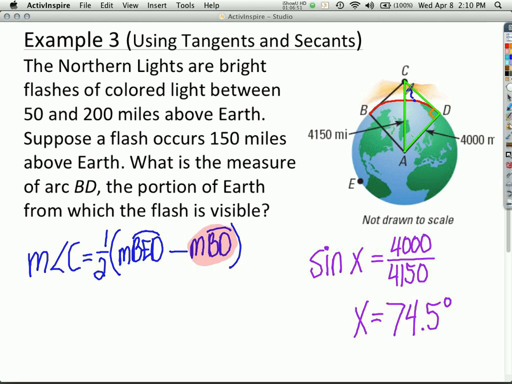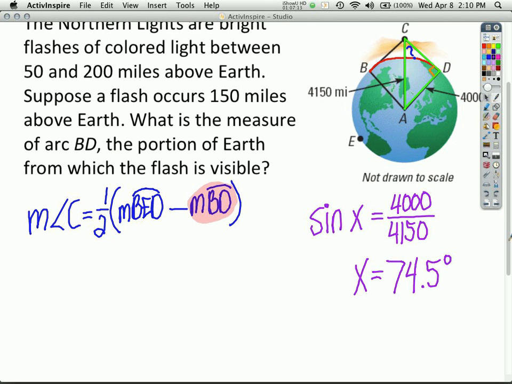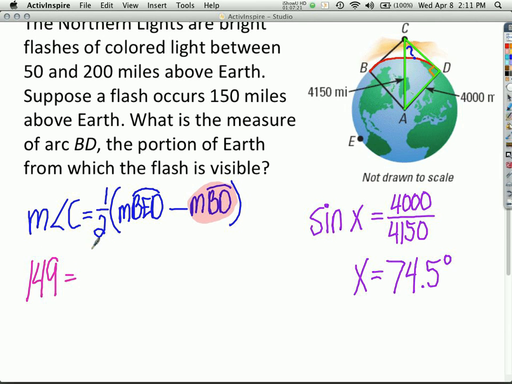But that's just this. How do we get the measure of angle C from there? What can we do to get the measure of angle C? All of a sudden the crickets invaded. Michaela? Multiplied by 2. Yeah, multiply it by 2. So we will get that the measure of angle C is 149. So now we are at this. We are at 149 equals 1/2 the measure of arc BED minus the measure of arc BD.